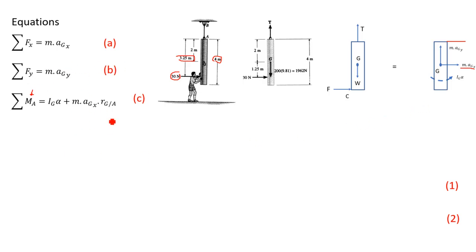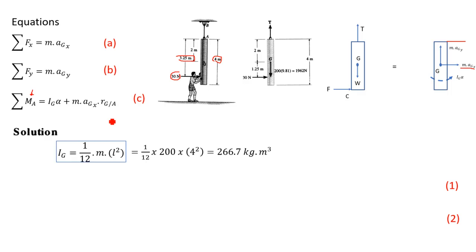Anyway, we can find two relations by summing the forces in the x-axis and the y-axis. From there, we can start to do the calculation for the moments. It's up to you which one you start first, because in the end you're going to end up with the same result. First, we calculate the Ig value: 1 divided by 12 multiplied by 200 multiplied by 4 square. This gives me 266.7 kilogram square meters, because we have the 4 square.